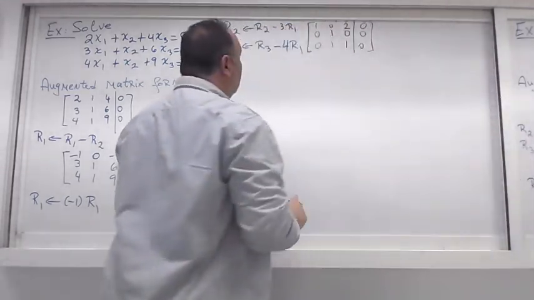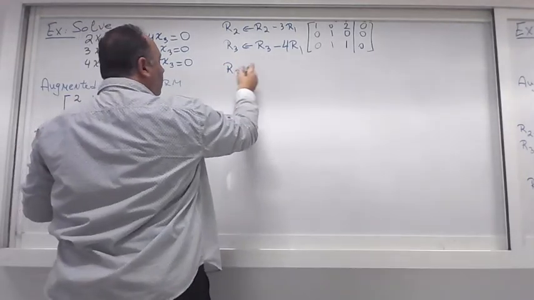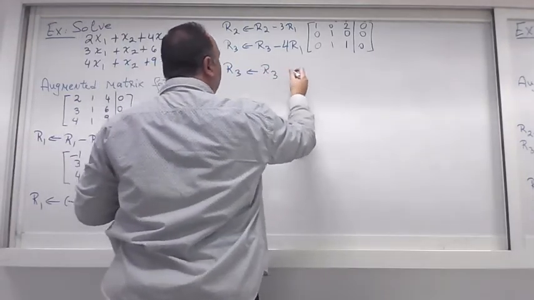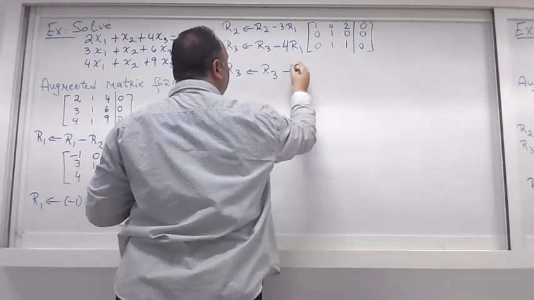Okay, so that's good. Now I need to kill this guy. I replace row 3 by row 3. So I have my leading entries. I need to put 0 below the leading entry.